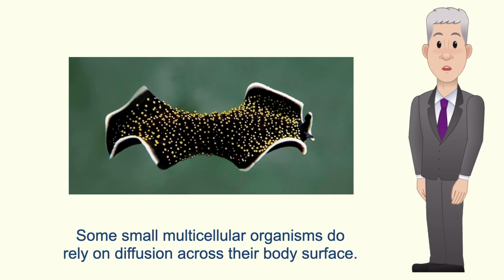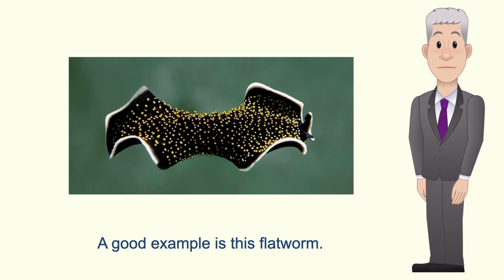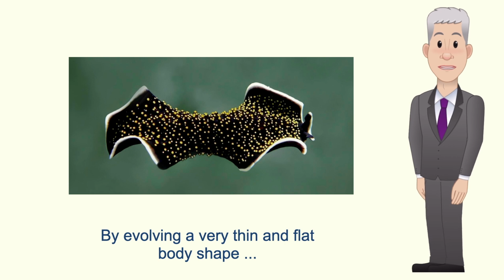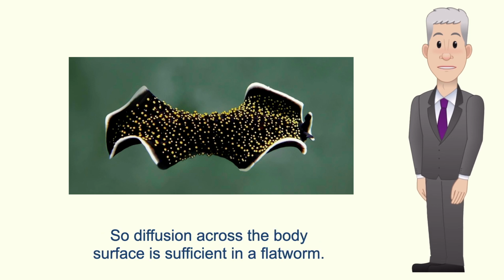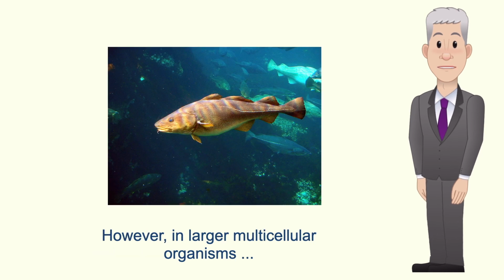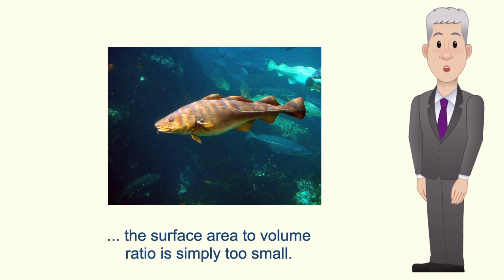Some small multicellular organisms do rely on diffusion across their body surface. A good example is this flatworm. By evolving a very thin and flat body shape, all of the cells in the flatworm are relatively close to the surface, so diffusion across the body surface is sufficient in a flatworm. However, in larger multicellular organisms, the surface area to volume ratio is simply too small.